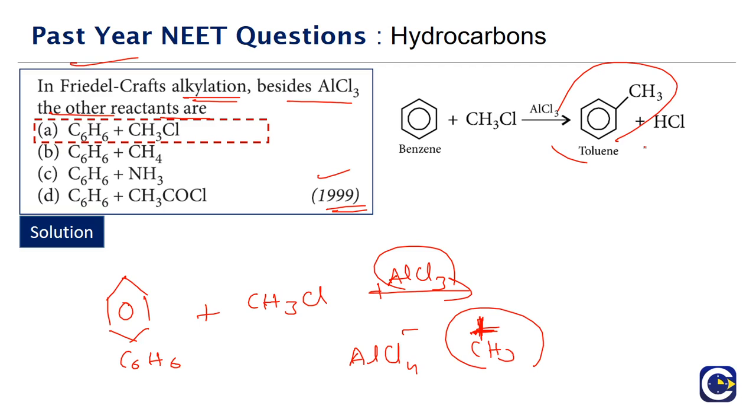So in this case, if you look at option B, what is option B talking about? C6H6 and CH4. For the Friedel-Crafts alkylation, we will require an alkyl halide along with the Lewis acid, AlCl3, and benzene. So NH3 is also not possible. The CH3COCl is Friedel-Crafts acylation.